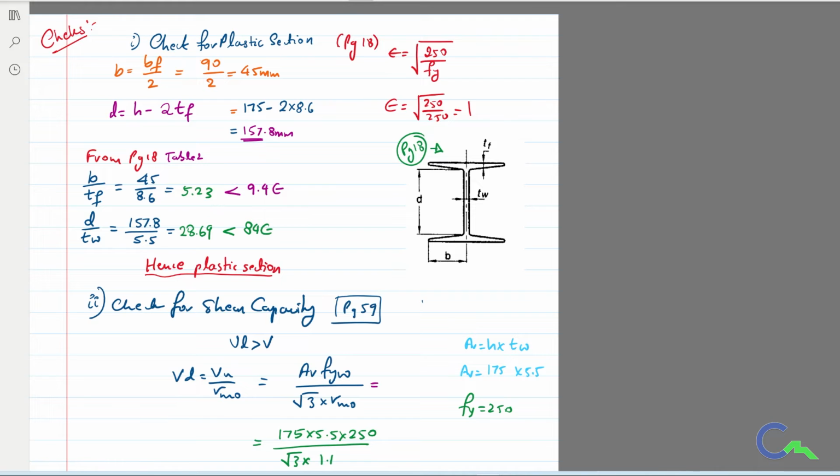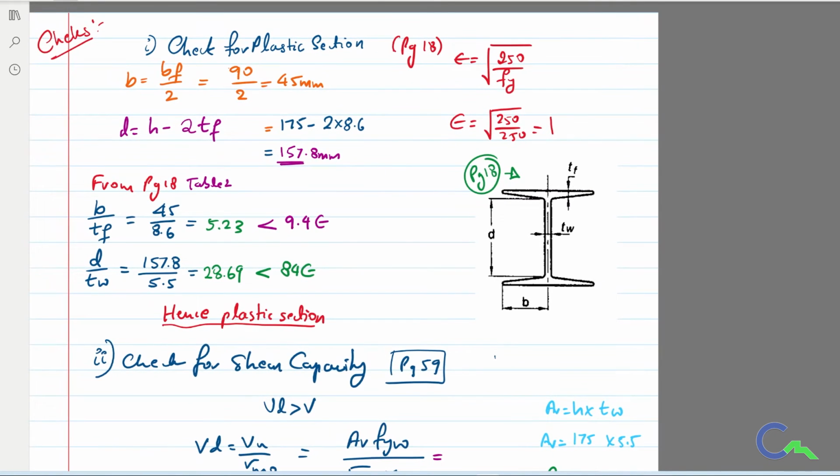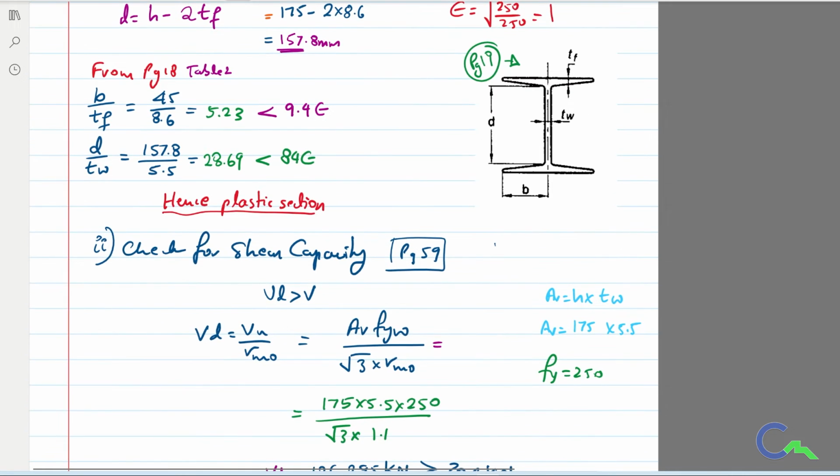As I said, the first check is the check for the plastic section. In the first problem itself we have seen this on page number 18. If it is a plastic section, B by TF should be less than 9.4 epsilon and D by TW should be less than 84 epsilon. On page number 19, we will get to know how we can calculate the B and D values, and by using that we do the calculation. I got here that it is a plastic section, so it is satisfying the condition. So the first check is passed.